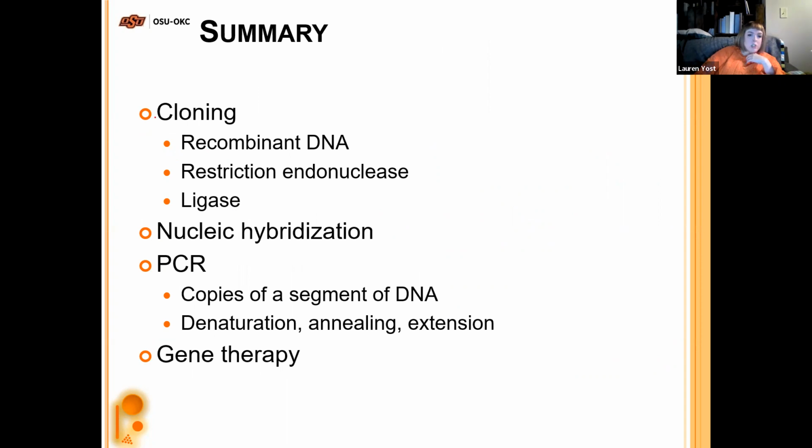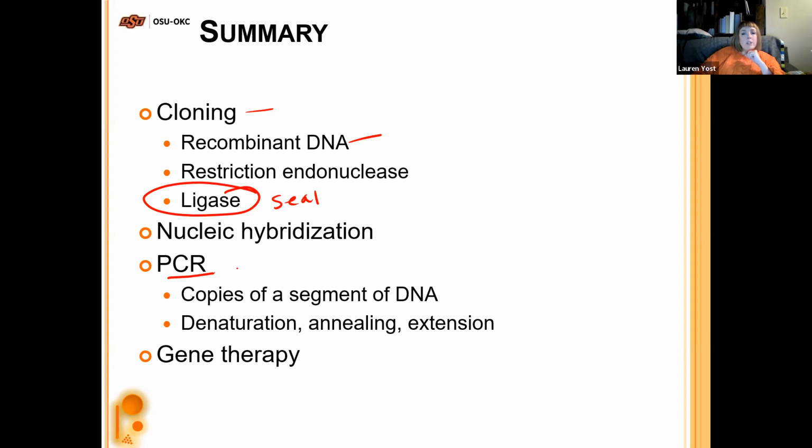What we've talked about in this chapter, we talked about cloning things. We talked about recombinant DNA, putting a new gene into a vector of some kind, putting that vector into a host, and then having that host produce our target gene product, right? Ligase, remember the ligase, ligase is going to seal everything up, right? Seal back together those nucleotides so that it can function.